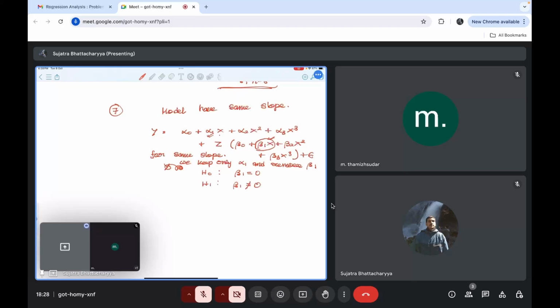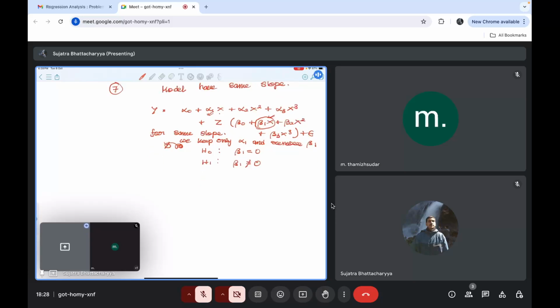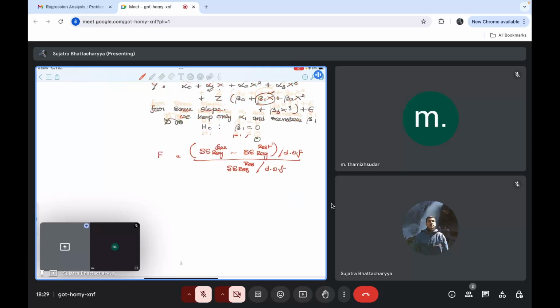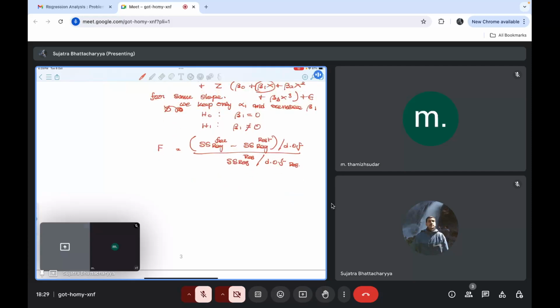Same thing you can do. You can use that extra sum of squares technique. It's absolutely fine. So again, if we just write, this will be SS regression of the full minus SS regression of the restricted model divided by the numerator degrees of freedom, that is from the difference, whatever degrees of freedom will come, and at the denominator it will be the residual degrees of freedom. All right. So this is degrees of freedom residual.